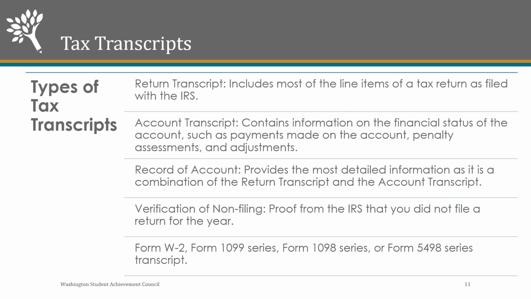So when you're ordering your tax transcript, when you look at that form, it can be very confusing, but you want to make sure you know to select the right one. And the way to do that is to know what kind of tax transcripts there are out there. So you can get a return transcript, and that has most of the line items from your taxes. The account transcript is going to tell you more about the payments you made on your taxes, adjustments to your taxes, assessments, things like that. The one that you're definitely going to want to request if you need your tax information for your FAFSA is going to be that account of record, because it's a combination of both the return transcript and the account transcript.